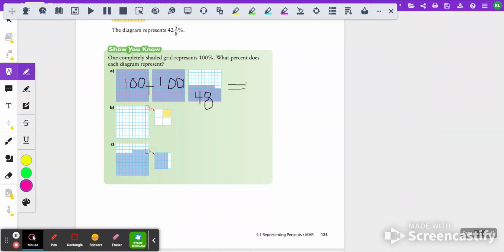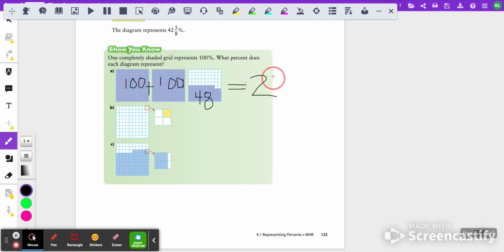Okay, 4.1 part 2, representing percents greater than 100%, less than 1%, and fractional percents. So the show, you know, on page 125, one completely shaded grid represents 100%. So what does each diagram represent? I have two completely shaded in grids, 100% plus 100%, 200%, plus 48% of the third grid shaded in. 200 plus 48 is going to give me, you guessed it, 248%.